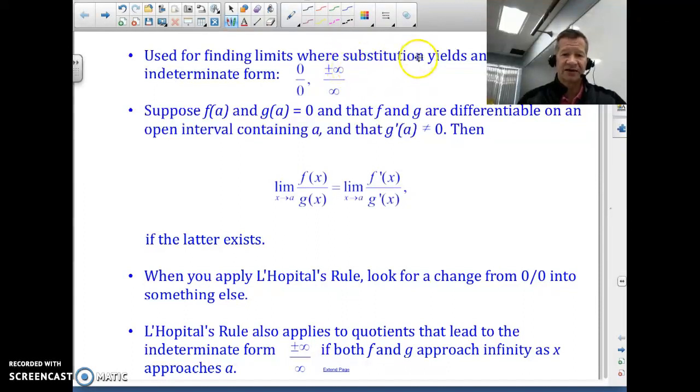So it's used for finding limits when you substitute and you get an indeterminate form, 0 over 0, which we don't know what that's equal to. It also works if you have either positive or negative infinity over another positive or negative infinity.